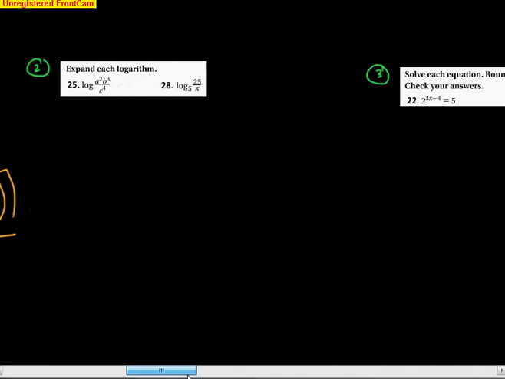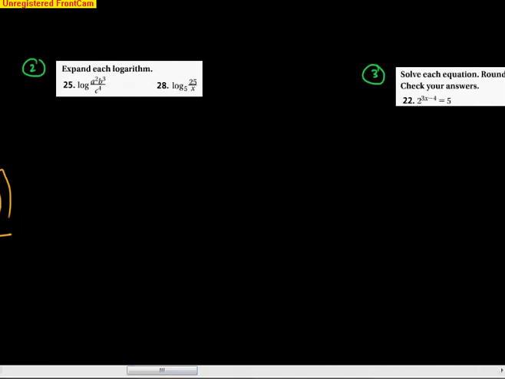Okay, next here. Now we are going to expand these logs, okay? Which means we're going to take one log and make it into many. So with this, you are going to do the powers last. Okay? So first we expand using multiplication and division. So let's see here. So we have two things up top. We have an a squared and a b cubed. That's multiplication. Then we have a c to the 4th on the bottom. That's division.